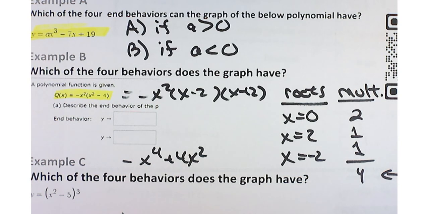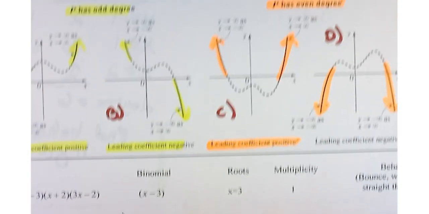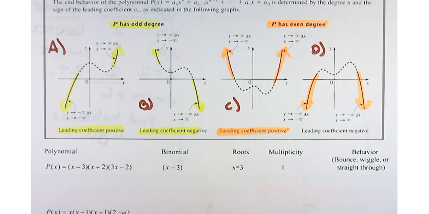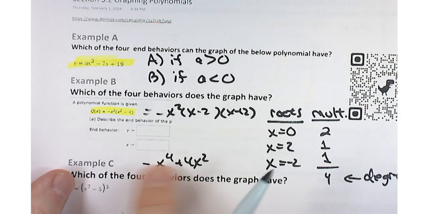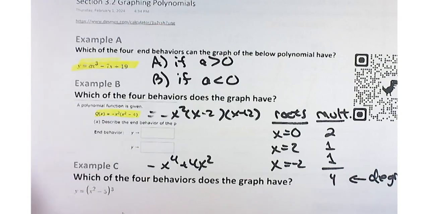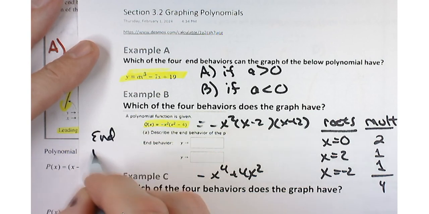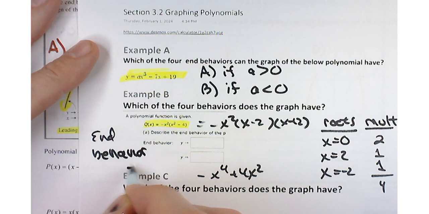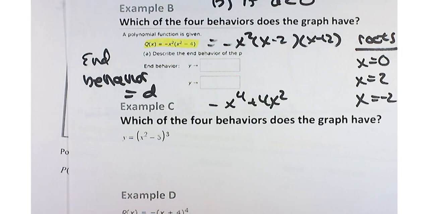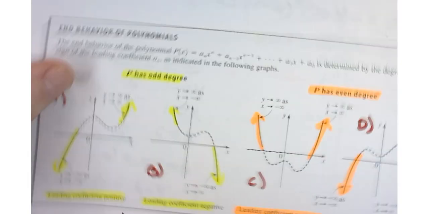Now, what end behavior does that reflect? Yeah, got a couple votes for D. It's an even degree with a negative leading coefficient. So end behavior is going to be D. End behavior equals D. Now, as far as the rest of this is concerned, there is a couple things that WebAssign might ask you to fill in. And that's going to come from our end behavior graphs.